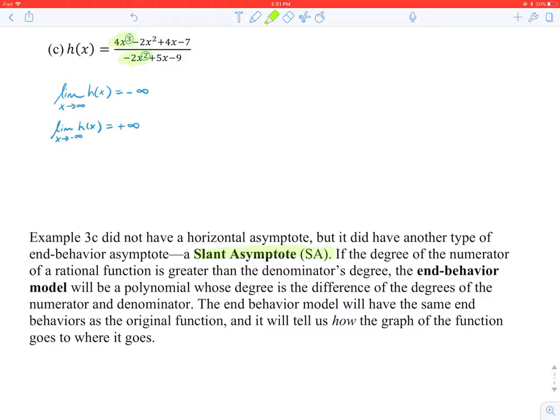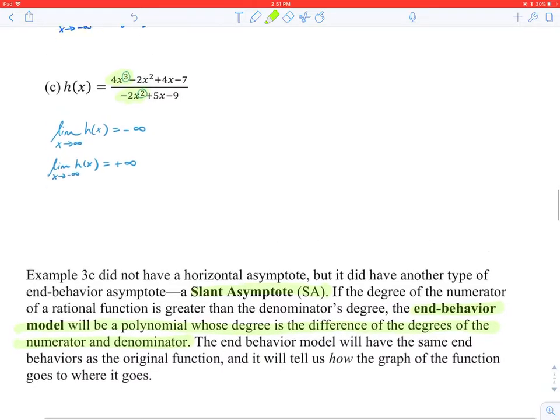So if the degree of the numerator of a rational function is greater than the denominator's degree, then the end behavior model will be a polynomial whose degree is the difference of the degrees of the numerator and the denominator. So the end behavior model will have the same end behaviors as the original function that you're actually taking the limit of and trying to determine end behavior for. And it will tell us how the graph of the function goes to where it goes.